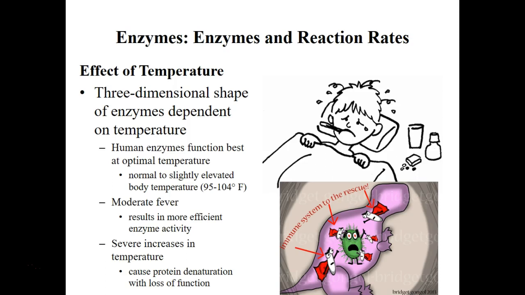A typical fever in the body is going to make enzymes work a little bit better. It's just like warming up your muscles. When you want to run at your best or exercise at your best, you first stretch and warm your muscles up. Same thing happens with enzymes in the body. If you warm up the enzymes a little bit, they're going to work a little better. But if you increase the temperature too much, you can cause proteins to break down.